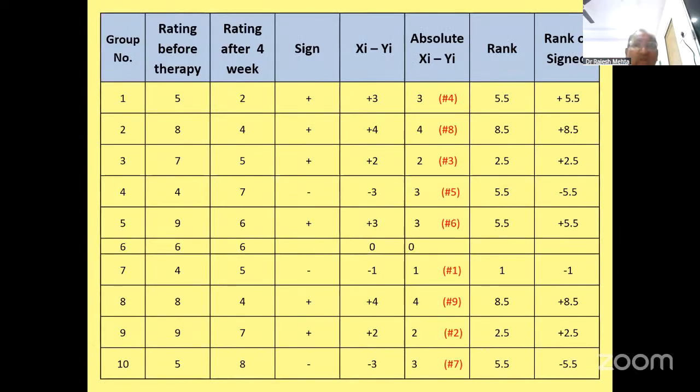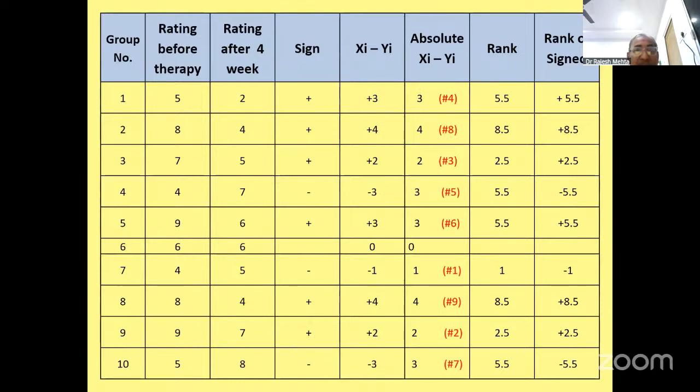In this data, don't be afraid of this big table. It's very simple, and you'll be able to understand quickly. The first is the 1 to 10 scale, right? The rating before therapy was 5, and the rating after 4 weeks is 2 in the first case; second, 8 and 4; then 7 and 5, like this. Sometimes 4 is going to be 7 also. That means pain is increasing. Sometimes pain remains the same.